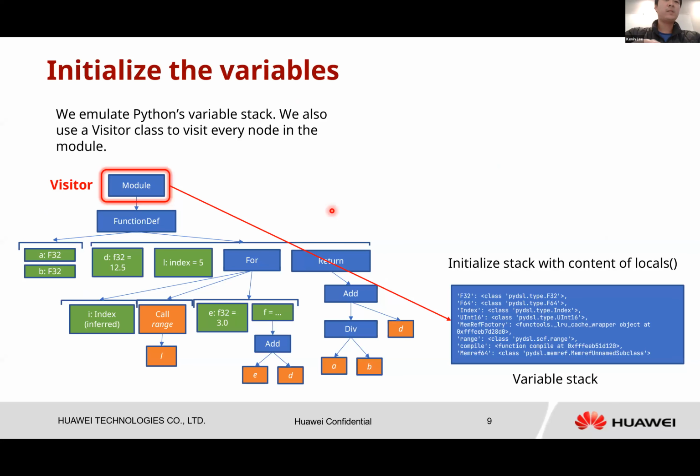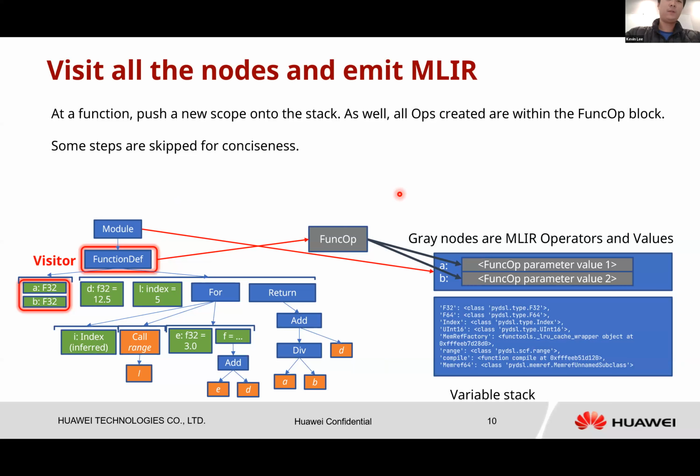So we start off by using a visitor to visit the module node at the top of the tree. This basically pushes the locals dictionary we initialized earlier onto this variable stack. After that, we visit the FunctionDef, which is Python's function node. This kicks off a process that creates a func op, and in turn also pushes a new block onto the stack with the arguments A and B defined as func op parameter values. These are mapped to these Python variables on the stack.